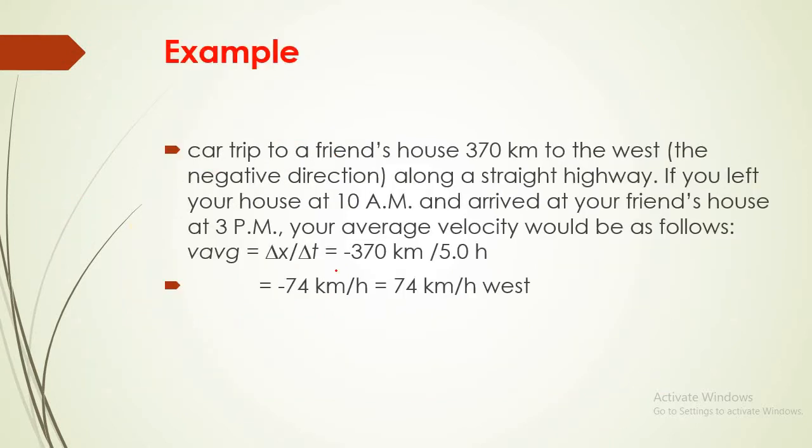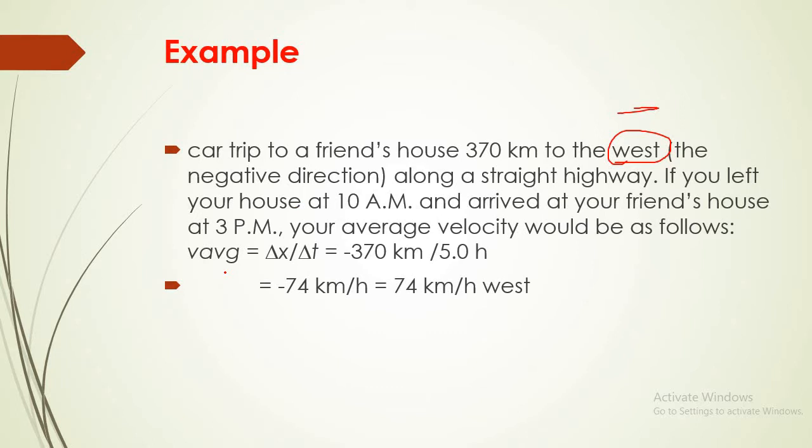For example, a car trip to a friend's house 370 km to the west. West is the negative direction, along a straight highway. If you left your house at 10 a.m. and arrived at your friend's house at 3 p.m., what would your average velocity be?